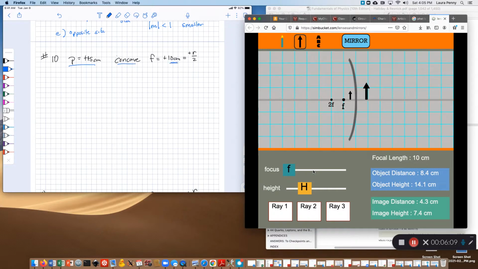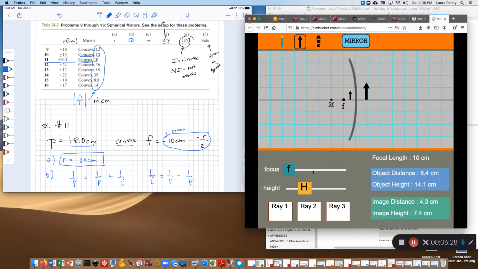They told me the magnitude of the focal length is 10, but this is also a positive. This is a concave, so we have a positive focal length. And so part A, again, says what is R? R is just 2 times the focal length, so it's again 20 centimeters.